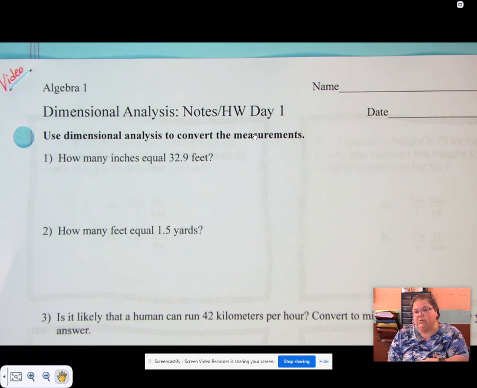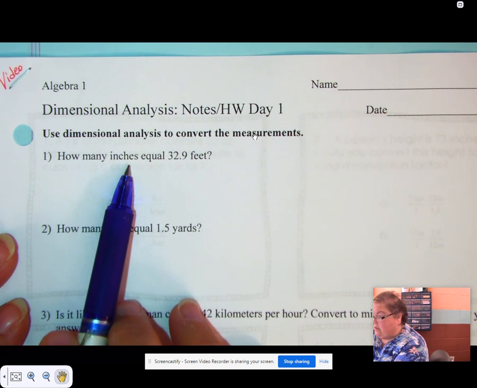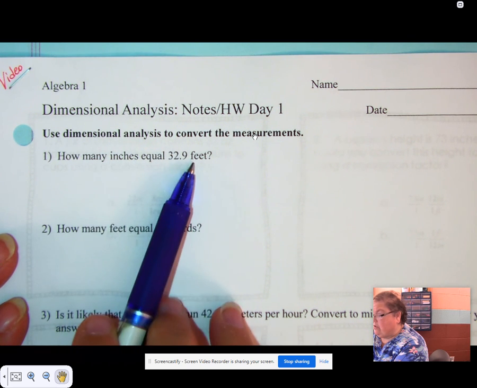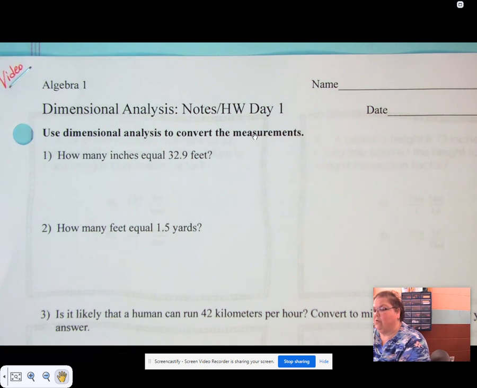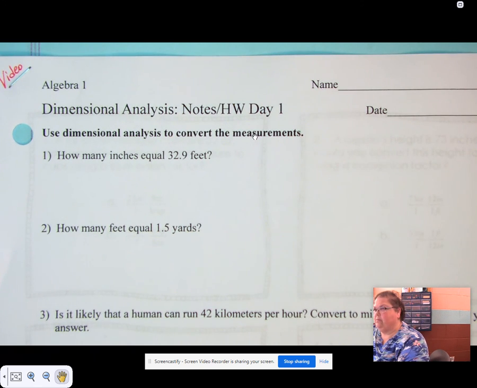What we're looking to do is take a measurement, for instance, of inches. How many inches? I'm going from inches to feet. We are looking at being able to cancel measurements to get where we want to be. Okay? So, having said that, let's look at what we've got.